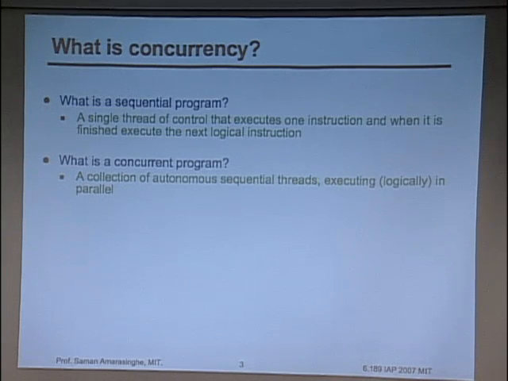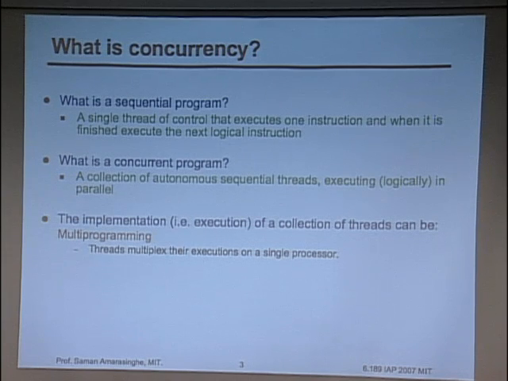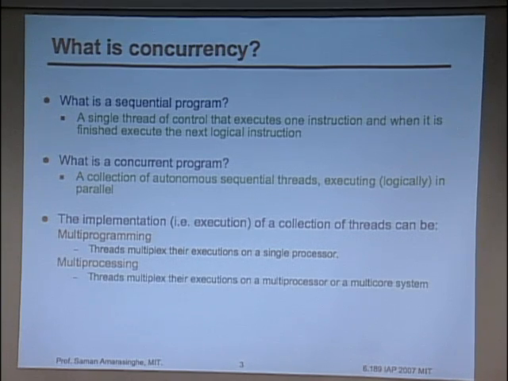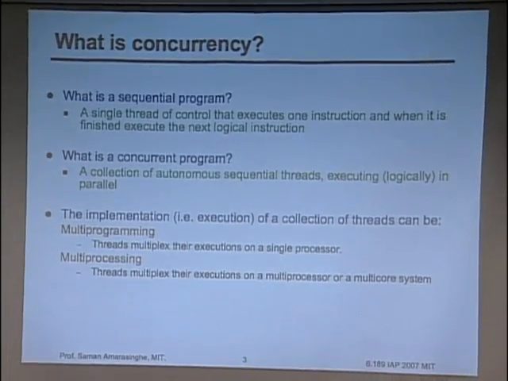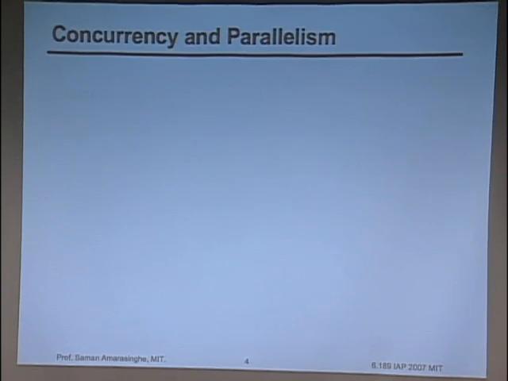A concurrent program, at the shared memory level, we can say is a collection of autonomous sequential threads executing logically in parallel. You can execute this either by multiprogramming, multiplexing different threads on a processor, or by multiprocessing, basically having each thread running on a different machine, or even distributed. You can actually send threads to different places. Of course, you have to deal with memory issues in here.